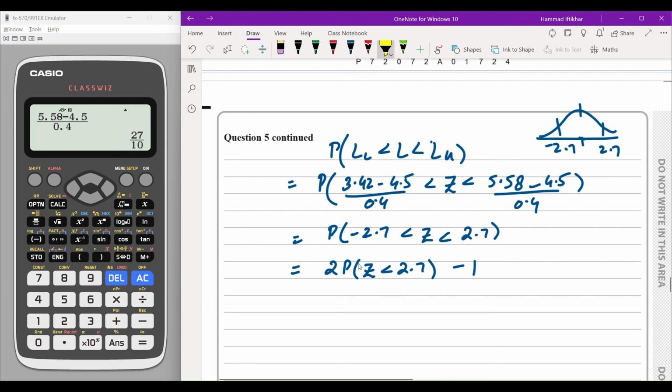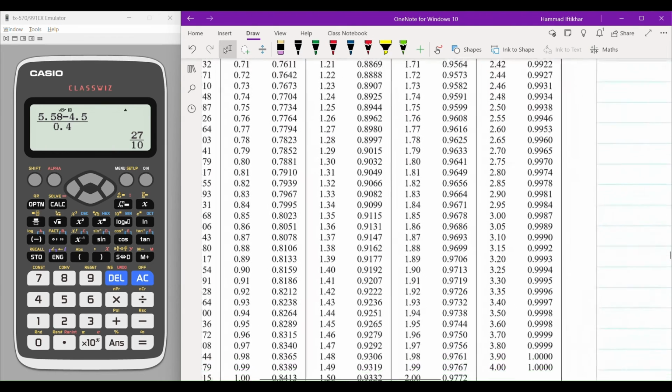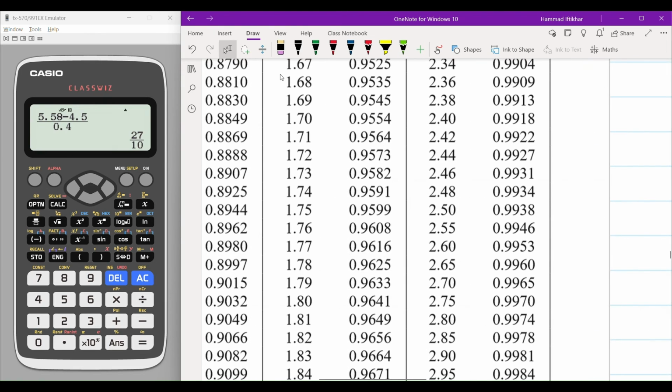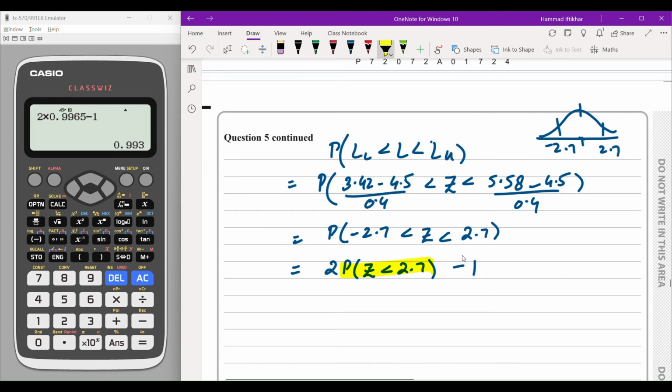So we just need to find out the value for 2.7, and that's over here: 0.9965. So 2 times 0.9965 minus 1 is equal to 0.993, as what we needed to show.